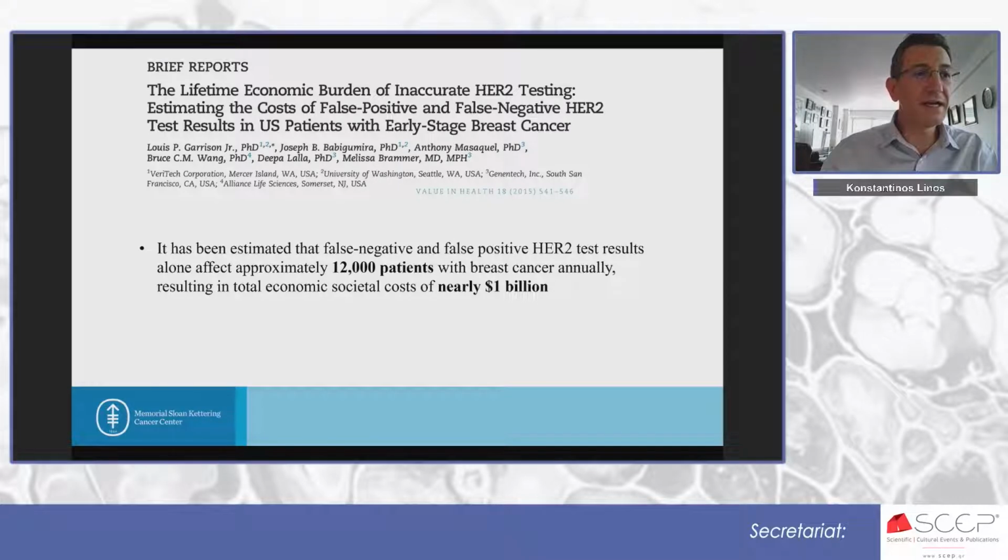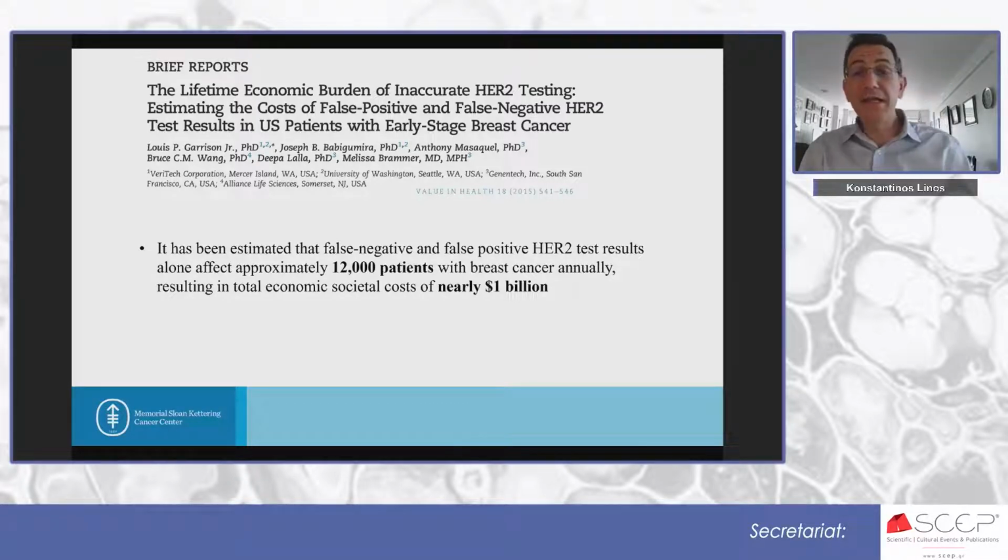People have actually looked at this, and this will surprise you, but it's estimated in the United States that something very simple that happens in everyday practice, false negative and false positive HER2 test results, actually affect 12,000 patients with breast cancer annually in the United States, where the quality standards are so high. And they have calculated that the total economic societal cost from these false positive and false negative results is almost $1 billion. So it's just one test, which is supposed to be pretty straightforward. It shows you how complicated it is when we're moving to more complicated molecular tests.